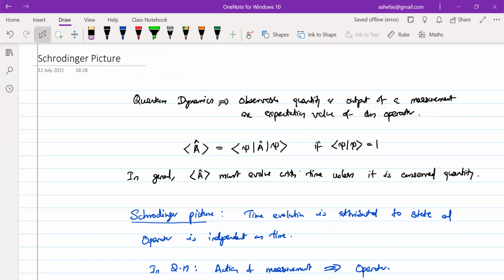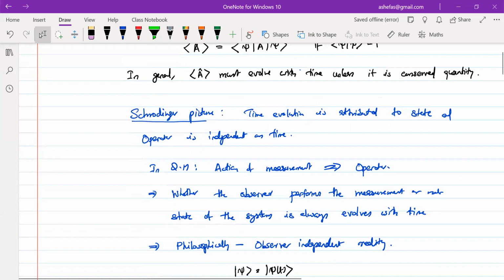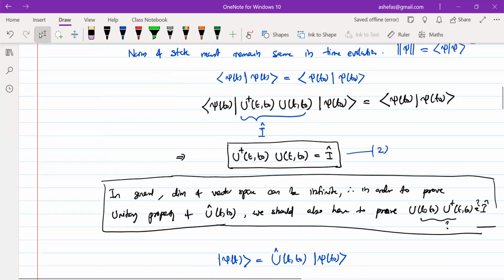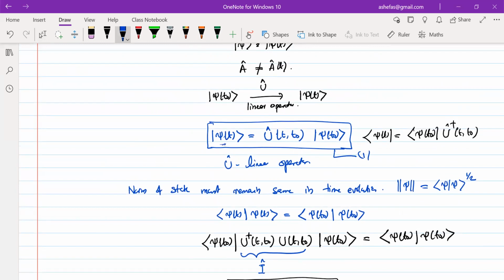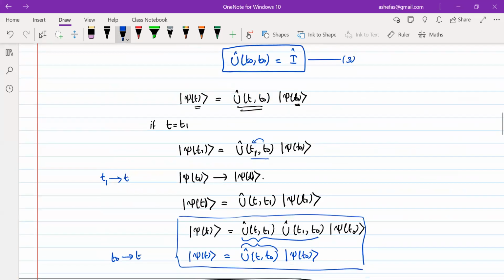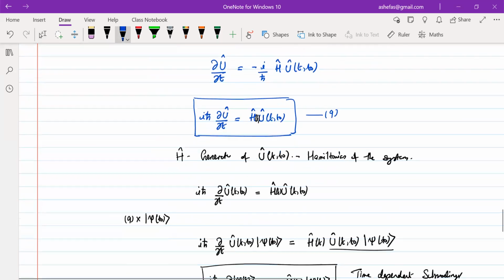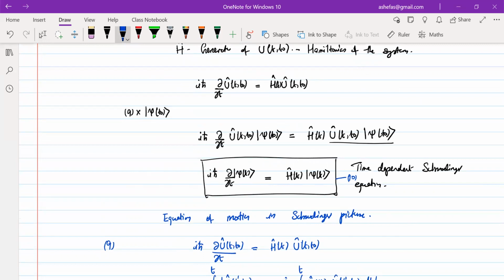One thing is that in the Schrodinger picture, only the state evolves with time and the operator is independent of time. So philosophically we can say that there is an observer independent reality in quantum mechanics using the Schrodinger picture. The evolution of state psi of t0 can be connected through an operator U, which is linear as well as unitary, and the time evolution of that unitary operator is given by equation number 9, iħ ∂U/∂t equals HU, from which we can find the equation of motion for the state vector, which is equation number 10, called the time dependent Schrodinger equation.